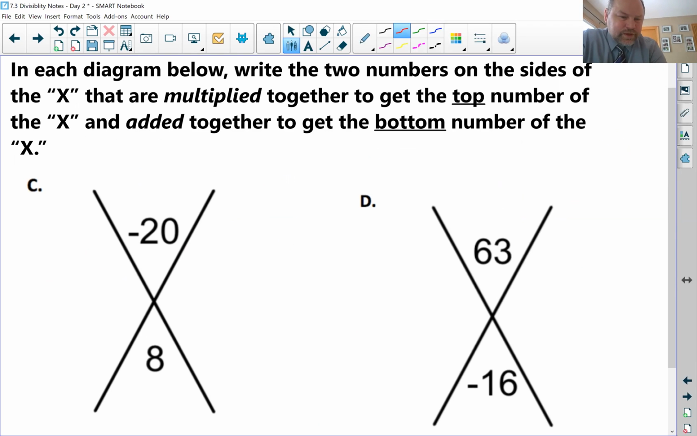So again, multiply to the top number, add to the bottom number. So they need to multiply to a negative, but add to a positive. So now the larger factor has to be the positive one. It has to be the positive number. So again, I could start with negative 1 and 20. They multiply to negative 20, but add to 19. Negative 2 and 10. Multiply to negative 20 and add to 8. That's what I'm looking for.